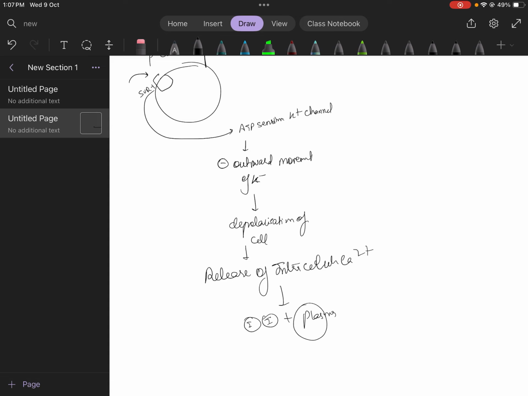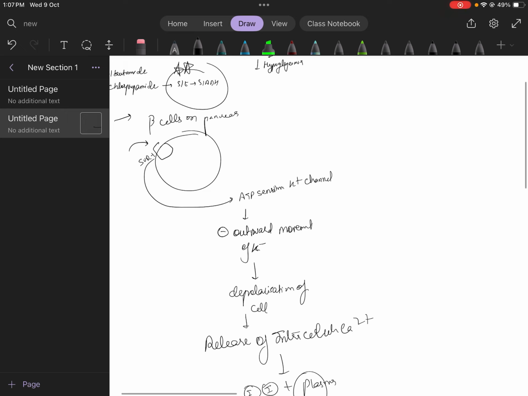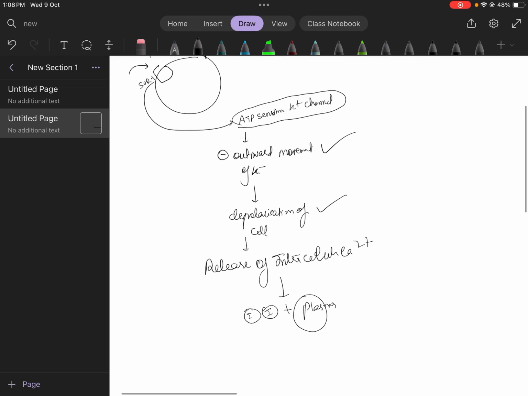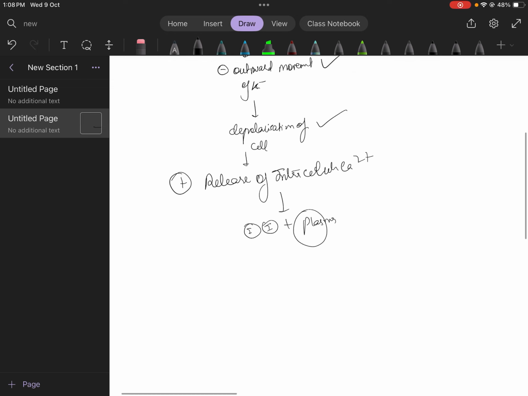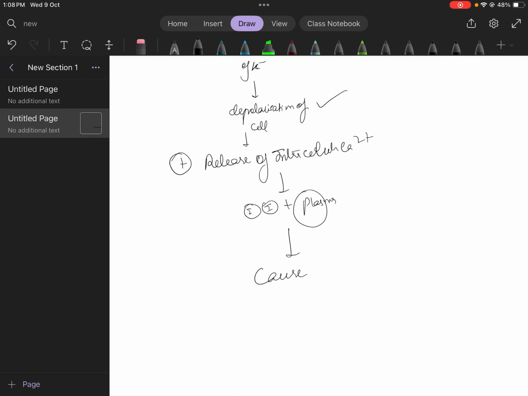So let me repeat it again. The drug basically acts on beta cells of the pancreas. These beta cells contain a receptor called the sulfonylurea receptor, the SUR1 receptor. This receptor is an ATP sensitive potassium channel. When the drug binds to the receptor, it inhibits the outward movement of potassium. Extremely important. Since it inhibits the outward movement of potassium, it causes depolarization of the cell. Since it causes depolarization, it triggers the release of intracellular calcium, which in turn promotes the fusion of insulin granules with the plasma membrane and causes release of insulin.